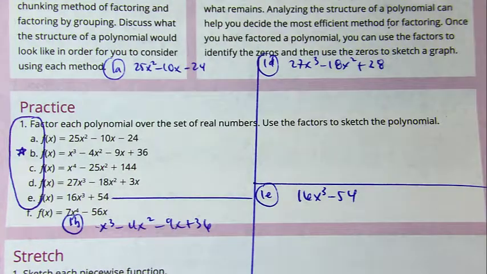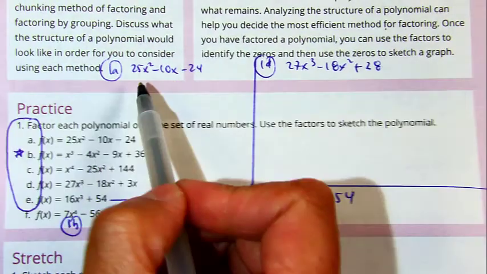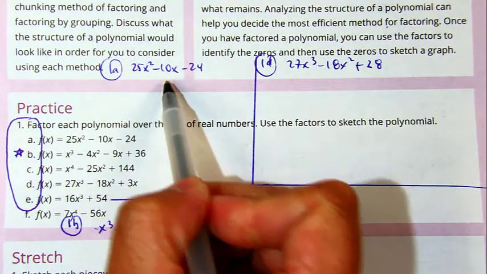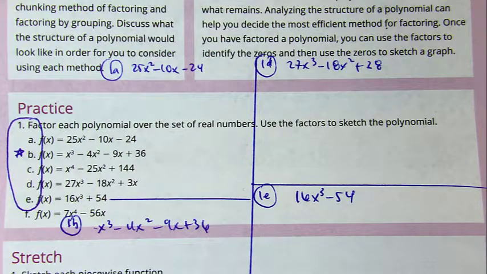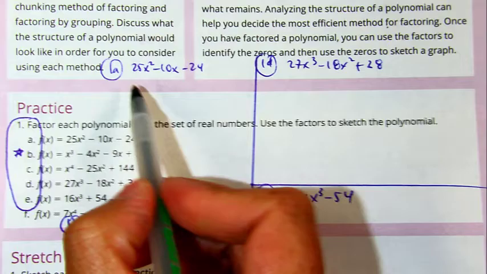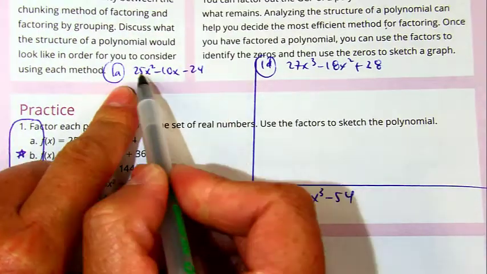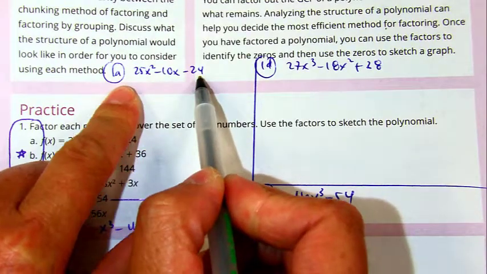We're just supposed to factor these. I didn't want you guys to sketch these, but 25x squared minus 10x minus 24. Here's how you know when to use chunking or not to use this, okay? Khan Academy calls this factoring by substitution.